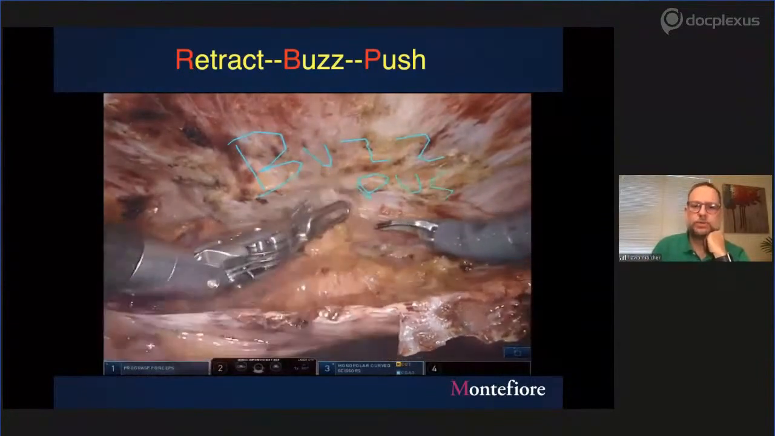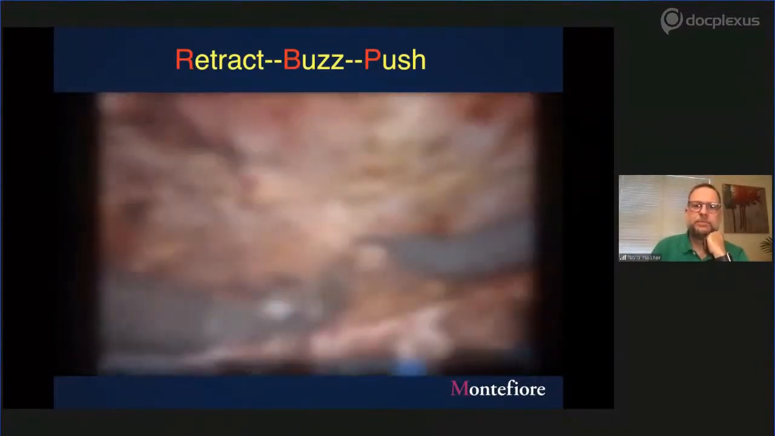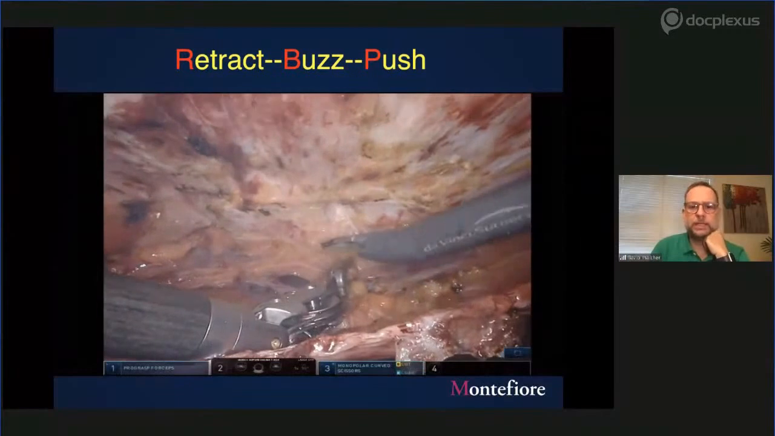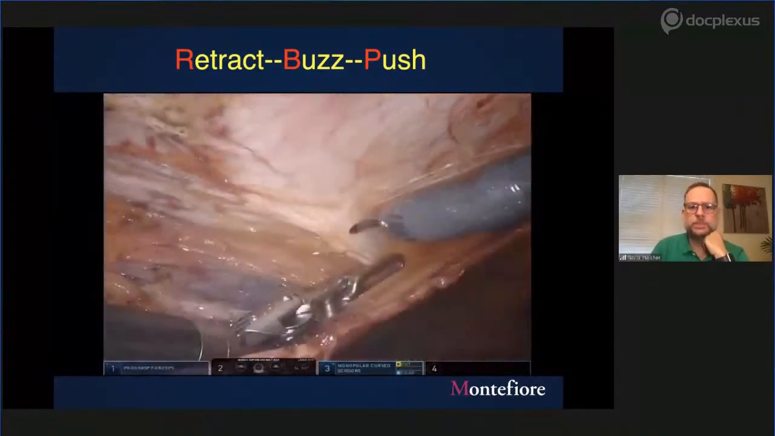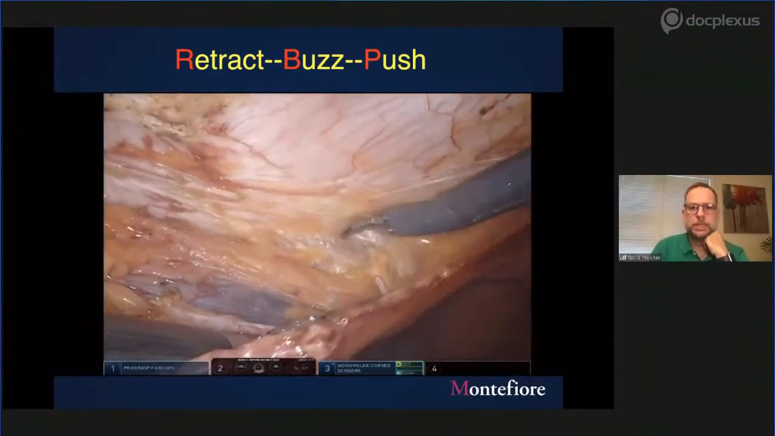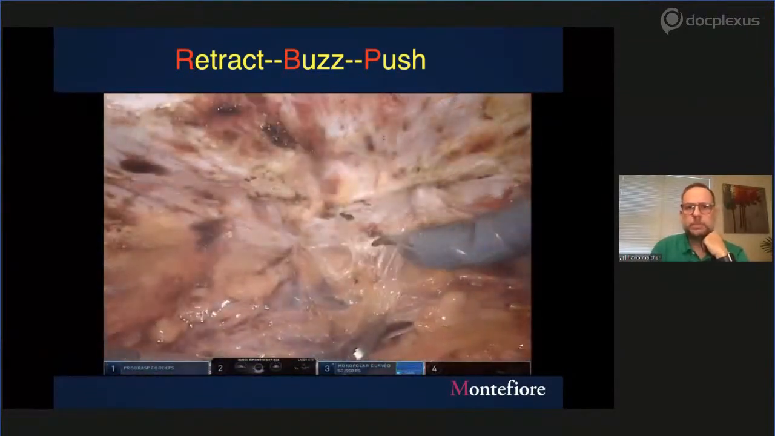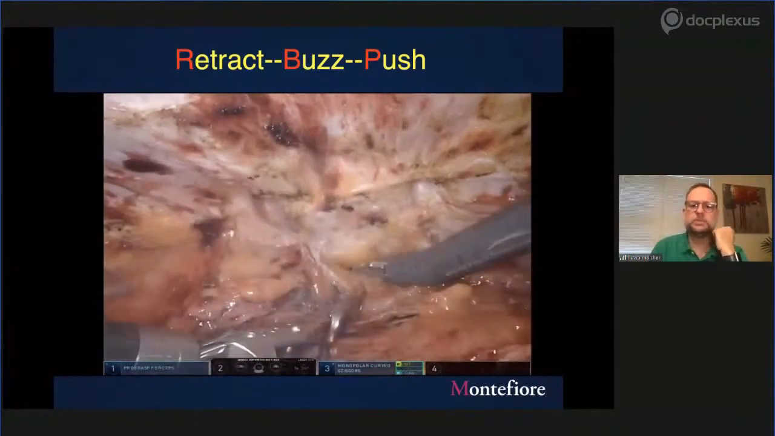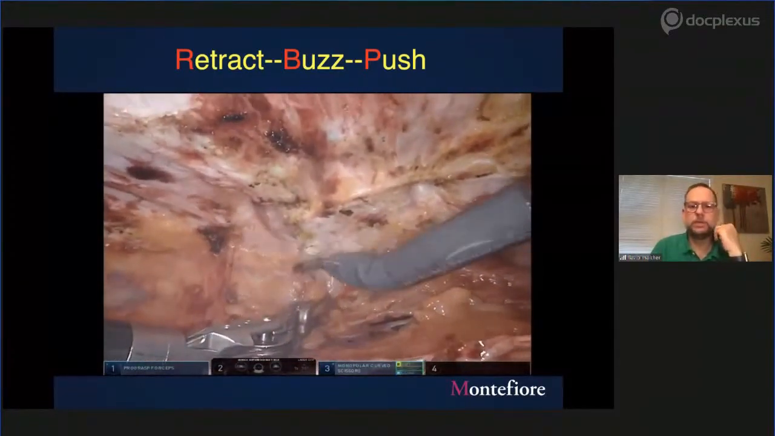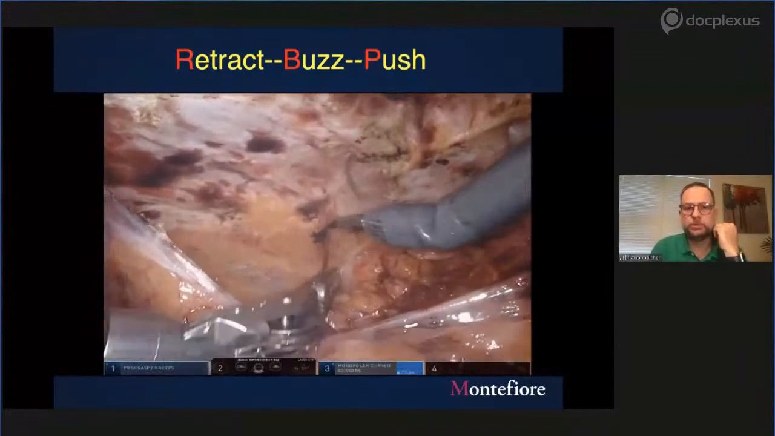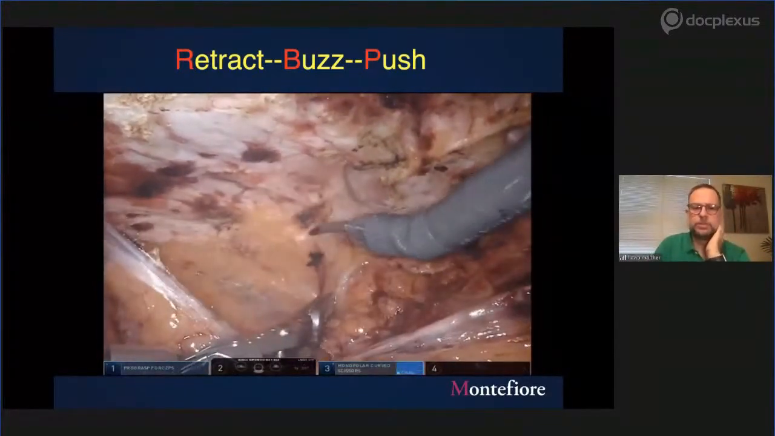Conrad has talked too much about this, and he refers to RBP: retract, you give your tension, you buzz a little bit with the tip procedure, and then you push. I would rather push up than down, but it's still the same concept. Retract, buzz, and push. Retract, buzz, and push.